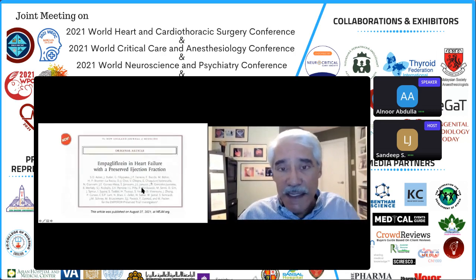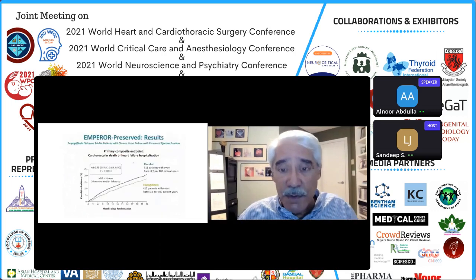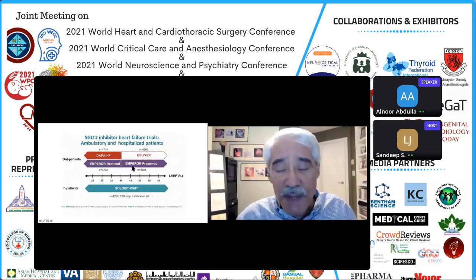And this data, which I'm showing you, was published recently in August, a month and a half ago, at the European Congress of Cardiology, where we used an SGLT2 inhibitor in patients who have HFpEF, preserved ejection fraction heart failure. And lo and behold, it showed significant benefit in cardiovascular death and heart failure hospitalization in these patients.